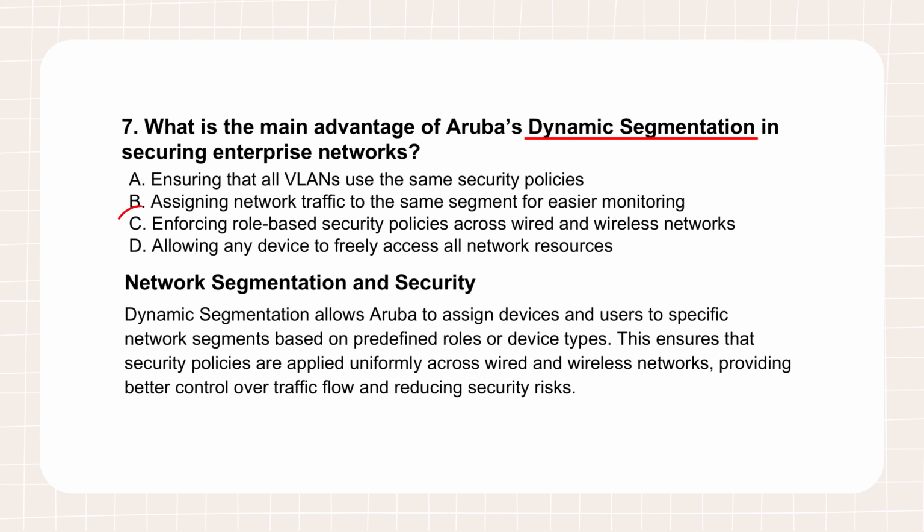So let's say the marketing team connects to the network. They get put on a different segment than the engineering team. And they can't just wander over and access each other's stuff. Exactly. It's all about limiting the damage if one segment gets breached. So if someone hacks into a device on the guest network, they can't easily jump over to the main corporate network. Exactly. They're contained.